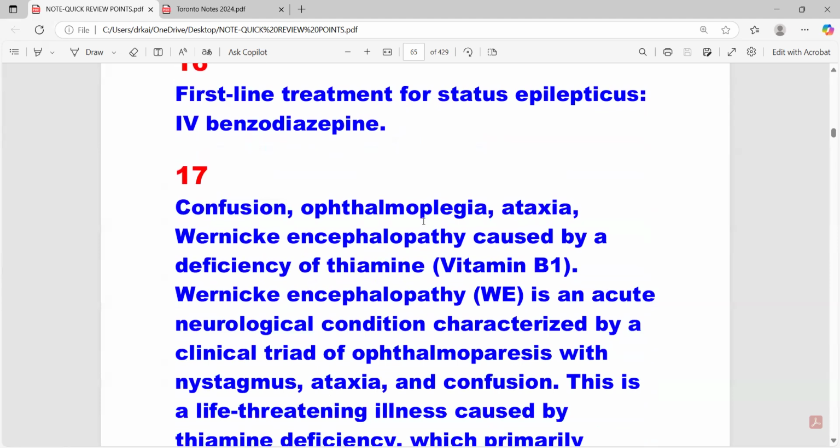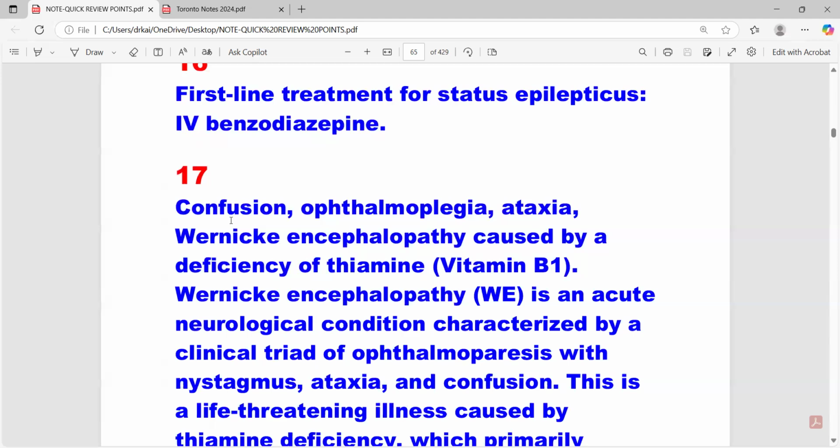Confusion, this is very important because they can give you a patient who's homeless and now coming with the confusion along with some sort of eye problem where the diagnosis is ophthalmoplegia. So what are they looking for? Wernicke. Now you need to know what is Wernicke-Korsakoff encephalopathy or what is Wernicke encephalopathy. So you need to know both of them.